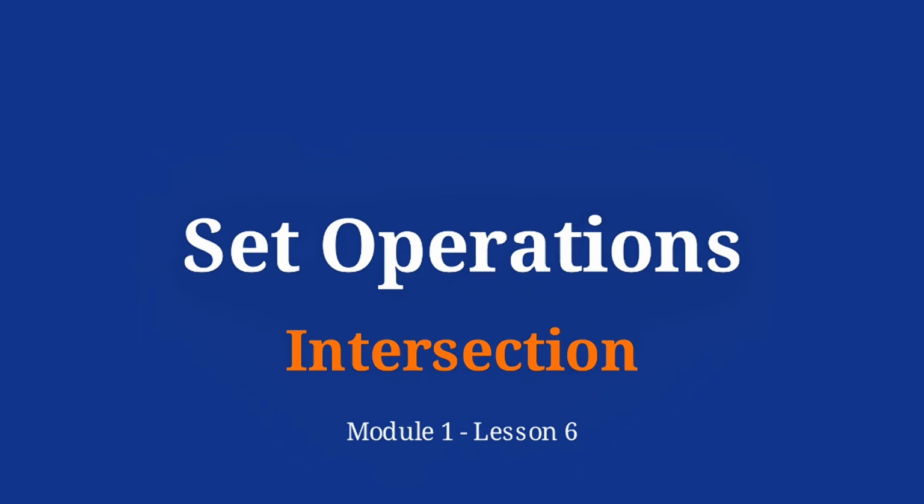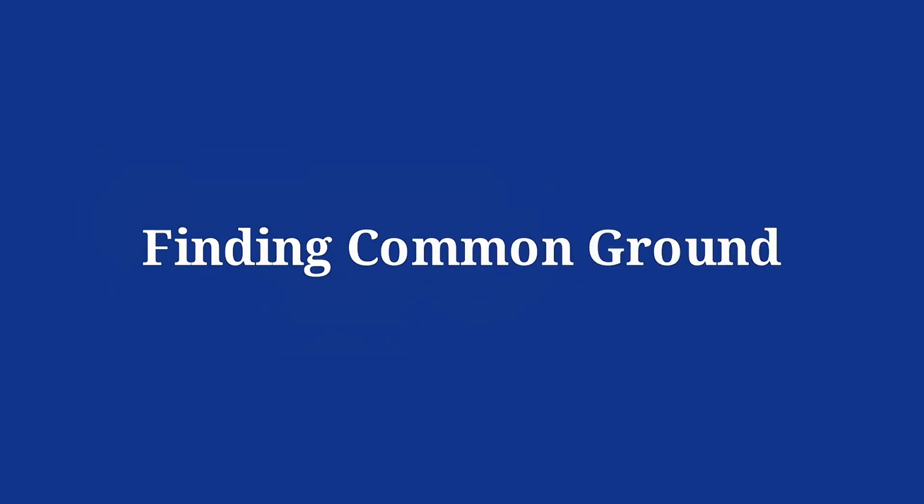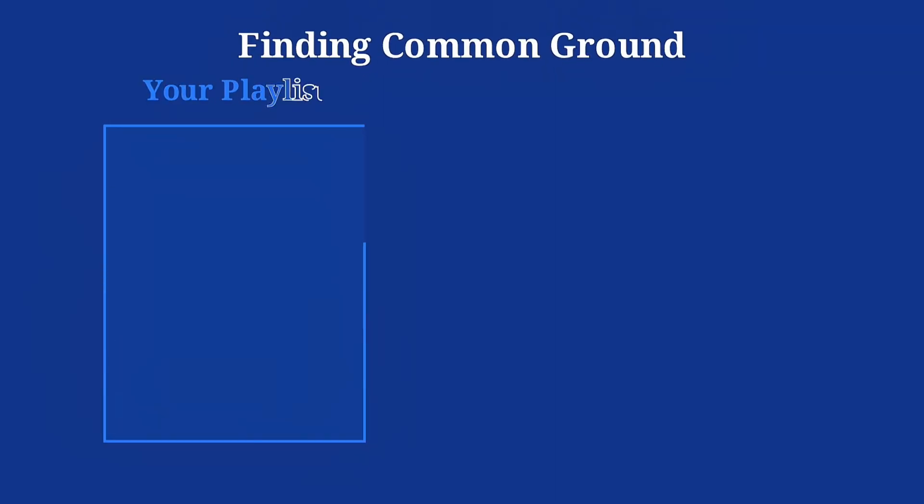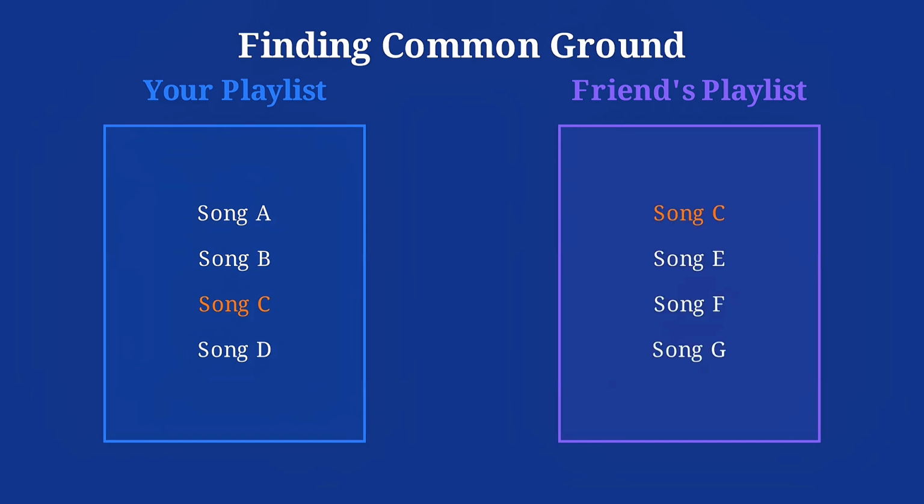Before we look at the formal mathematics, let's start with a simple intuitive idea, finding common ground. Imagine you have a music playlist. It contains Song A, Song B, Song C, and Song D. Now, your friend also has a playlist. Theirs has Song C, Song E, Song F, and Song G. If we look at both lists, what do they have in common? Right, Song C is in your list, and it is also in your friend's list. This shared item, this common ground, is the core concept of intersection.